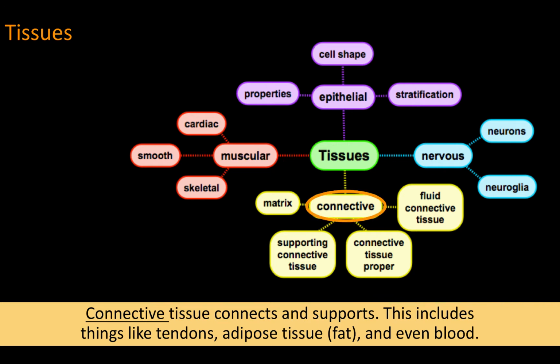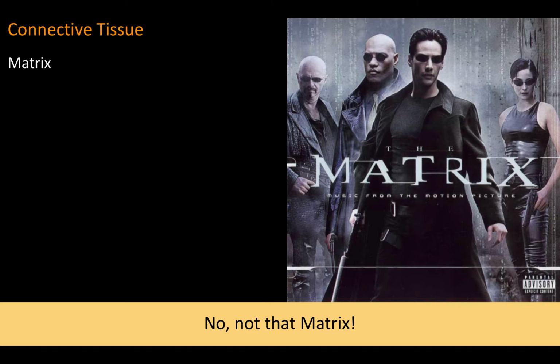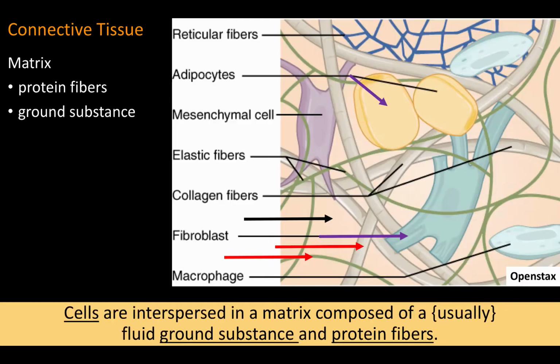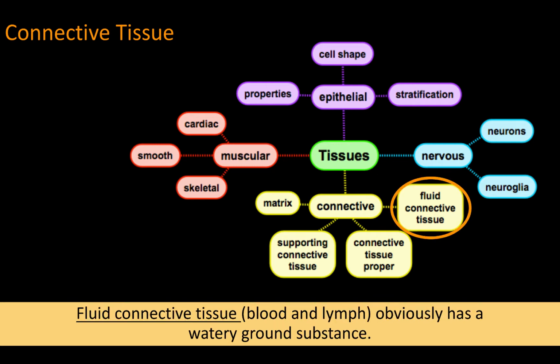Connective tissue connects and supports. This includes things like tendons, adipose tissue, fat, and even blood. To understand connective tissue, we must understand the matrix. No, not that matrix. Cells are interspersed in a matrix composed of a usually fluid ground substance and protein fibers. There are three categories of connective tissue, differing in the nature of their matrix.